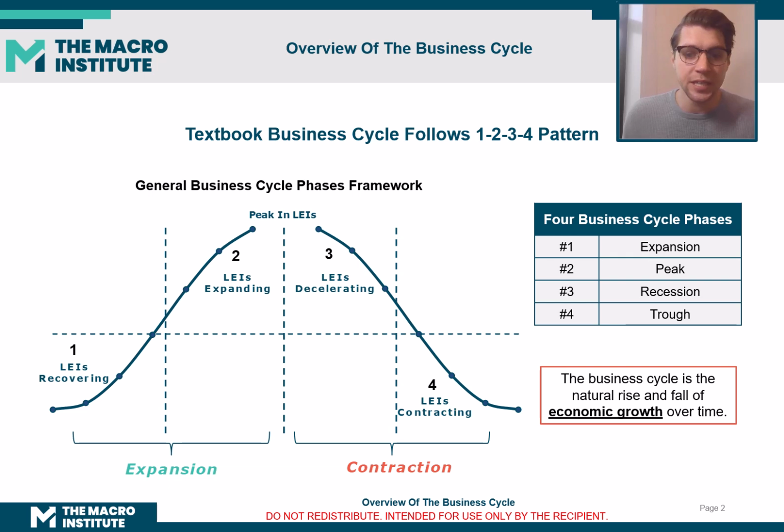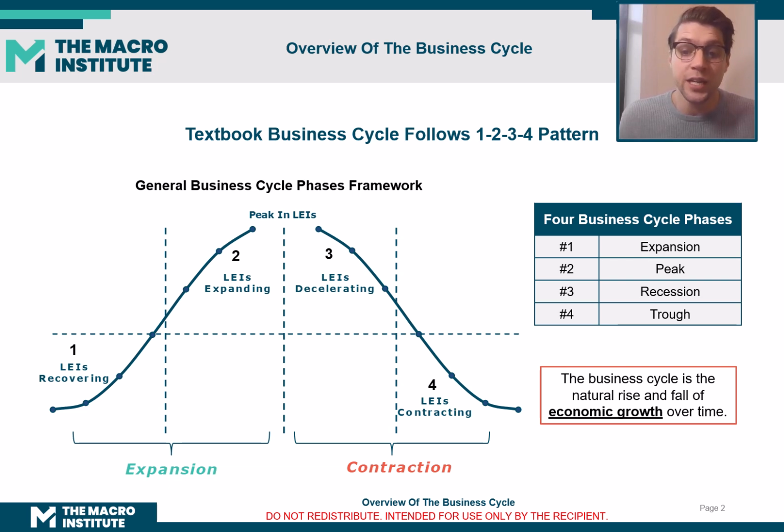So we've labeled here the 4 phases. We have phase 1, expansion. That is when economic growth, or in this case, what we describe as LEIs, which I've talked about in previous videos, and I'll talk about on the next slide, are recovering from a contraction. Then we have phase 2, the peak. That's when LEIs are expanding and they eventually hit their peak.